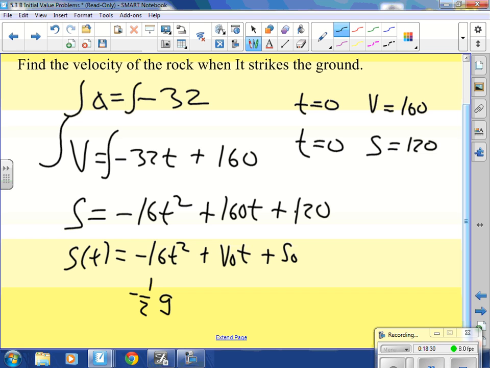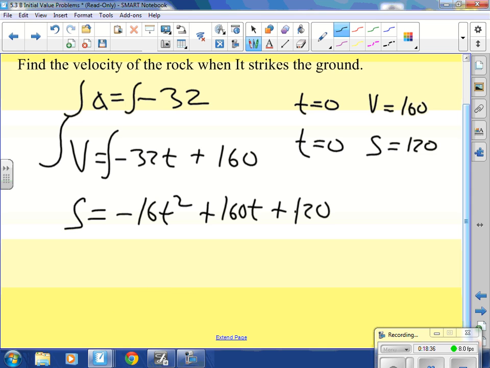So now we can answer the question. The question is, find the velocity of the rock when it strikes the ground. Well, we have the velocity function. The velocity function is negative 32t plus 160. So if I want to find the velocity, what I really want to know is, when does it strike the ground? If I can find the time at which it strikes the ground, I can calculate that velocity.